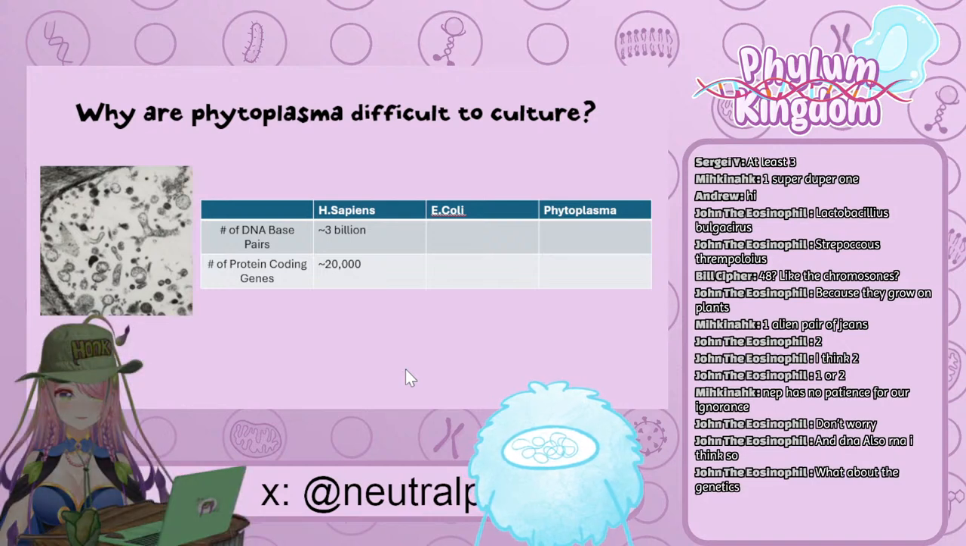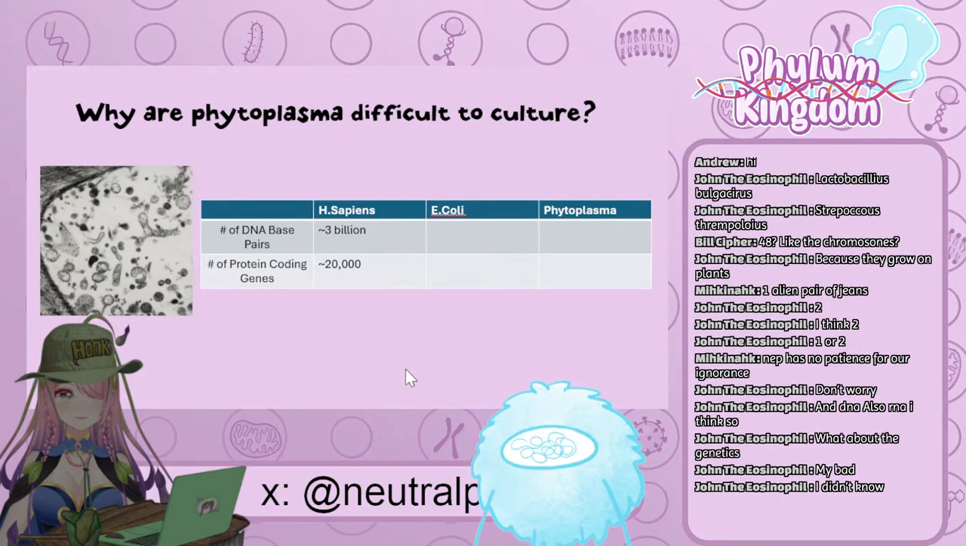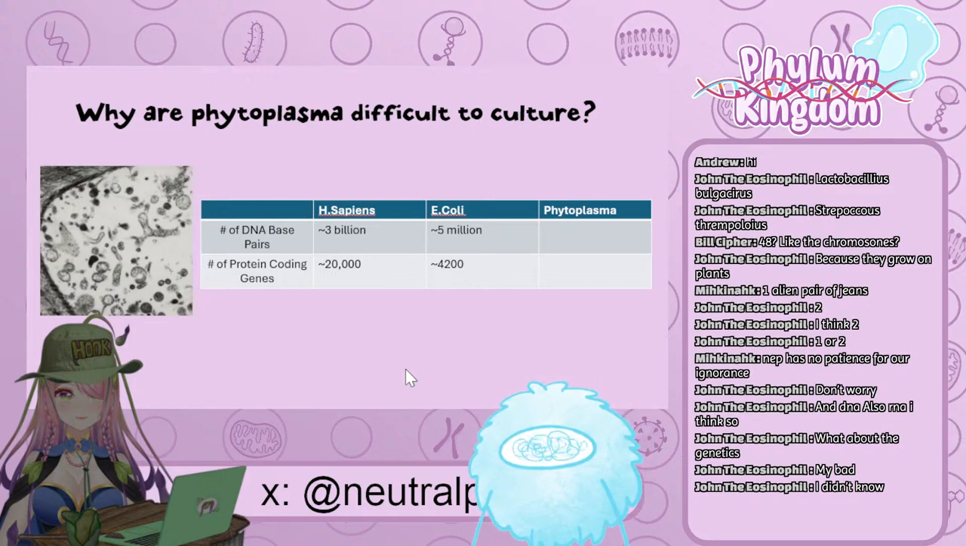And so E. coli, if we have 3 billion base pairs, E. coli, the humble bacteria, only has 5 million. So we're about 1,000 times more complex with regards to the amount of genetic information that we have than our bacterial distant cousins. That equates to about 4,000 protein coding genes.